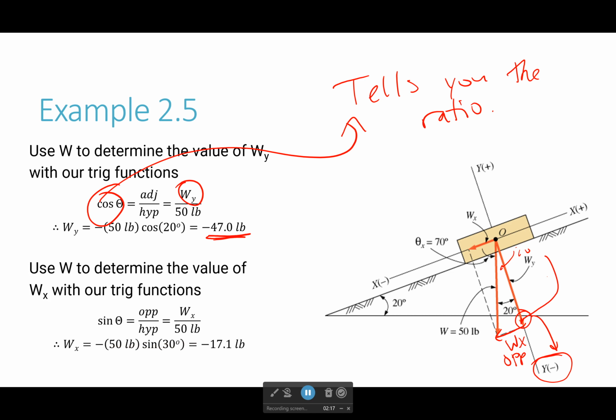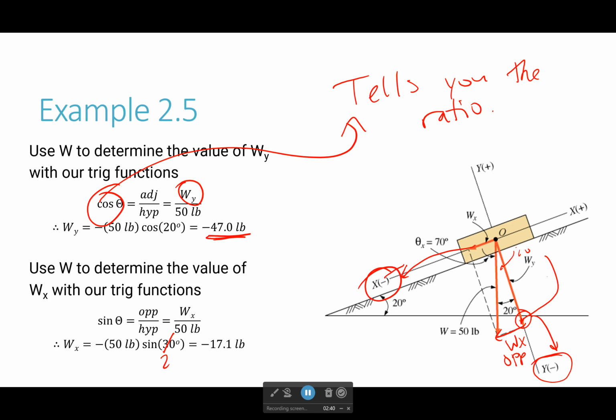And we get negative 50 pounds sine of, oh, I have a mistake here. I wrote sine of 30, but I do believe I put the number in correctly. So negative 50 pounds sine of, that should be a 2, not a 3, will come out to be negative 17.1. Once again, it's negative because it's pointing in the negative x direction.